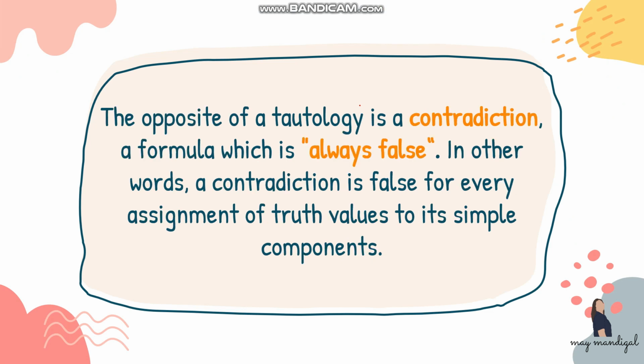The opposite of that is what we call a contradiction. This will happen if all of the truth values at the end of the column of our truth table are false. So in other words, a contradiction is false for every assignment of truth values to its simple components. And if it's a combination of true and false, we call it a contingency. So again, if everything is true, that is a tautology. If everything is false, then it is a contradiction. If it's a combination of the two, then it's called a contingency.